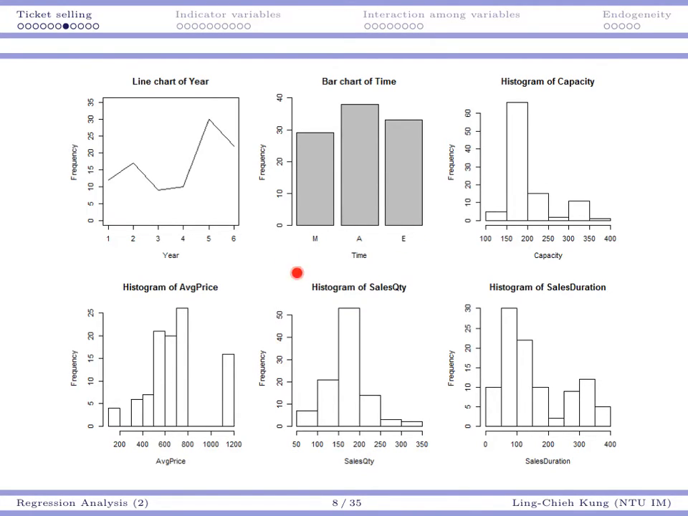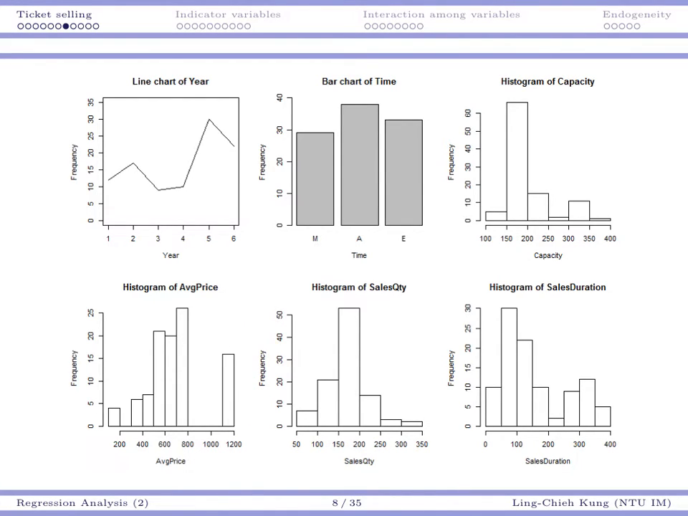We have a bar chart for time, and then we have histograms for the other 4 variables. We can see that for capacity, most of the theaters have a capacity around 200, within the class 150 to 200. Actually, if you look at the data more carefully, most of the shows were performed in one specific theater whose capacity is 200. Then average price. Most of the shows were priced around 500 to 800, but there are also some shows that are priced extremely higher.